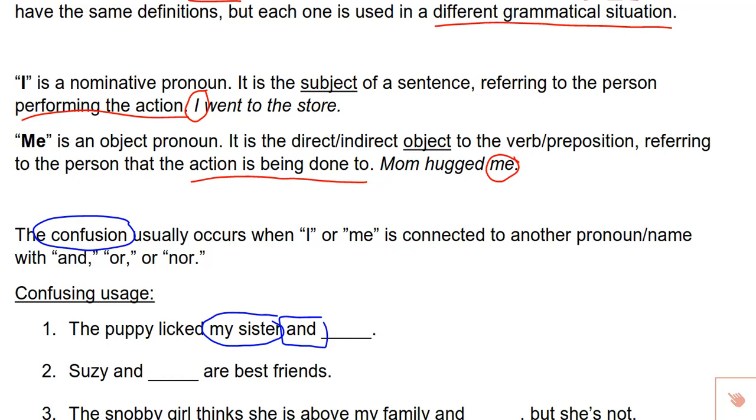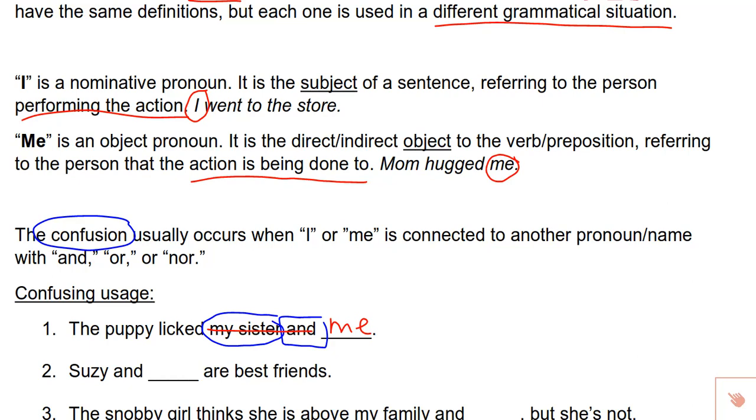My suggestion for how to handle these is let's get rid of the part that's confusing and read the rest of the sentence as is. "The puppy licked me." That's because me is the object of the sentence. It is who is receiving the action of the puppy licking, and the puppy is actually the subject. But rather than being so focused on is it a nominative pronoun performing the action or is it an object pronoun receiving the action, you could just go ahead and cross off the confusing part, the other pronoun or name, and the connection of and, or, nor, and then see what would work, me or I, in that situation.